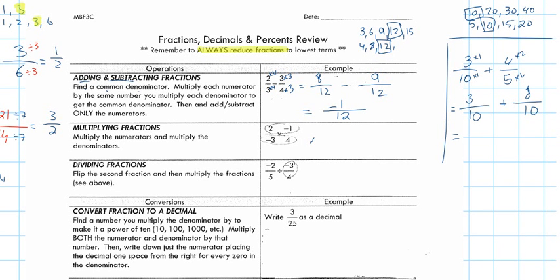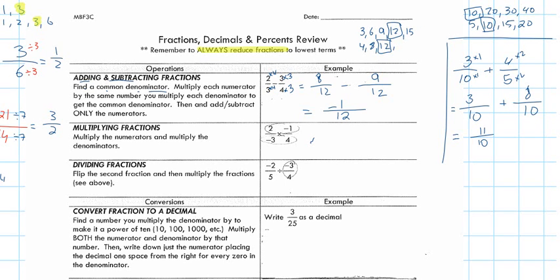Can I reduce 11 over 10? Factors of 11 are 1 and 11, right? Factors of 10, 1, 2, 5, and 10. There is nothing common. Okay? So the only time you're going to have a common denominator is when you're adding or subtracting fractions. Okay? Are we okay with that?